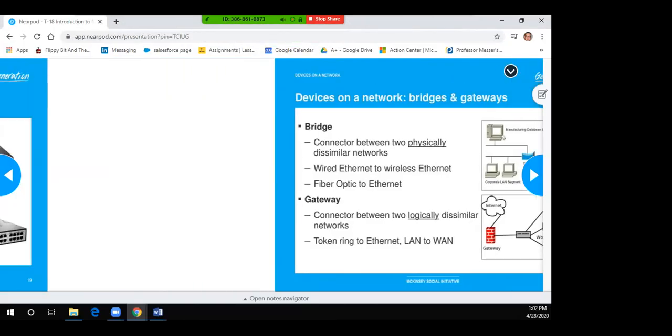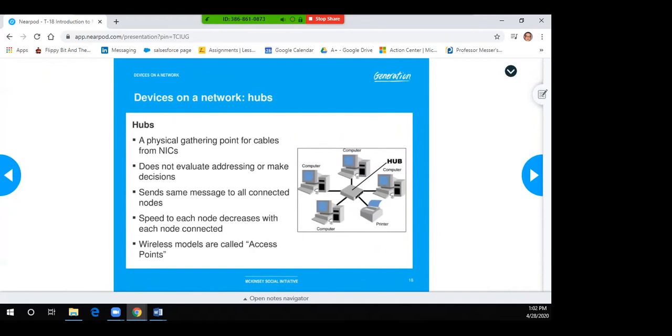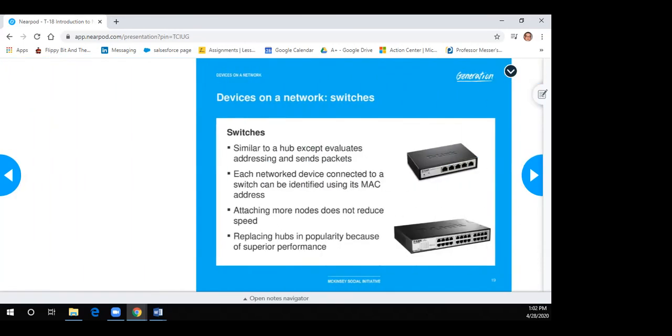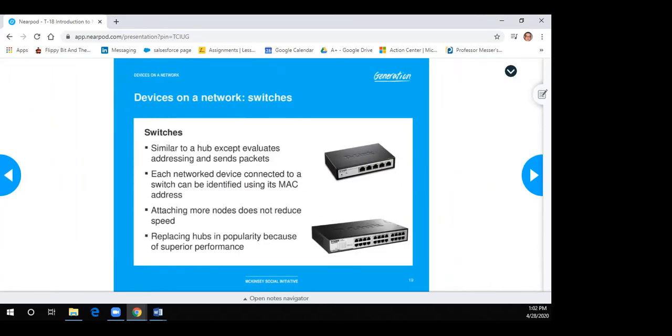Any questions on the variances between a hub or a switch on a LAN? We're going to get into the details of TCP/IP and how these things function. That'll be the next session, but I want to make sure you at least understand the actual jobs that they do and where they lie.